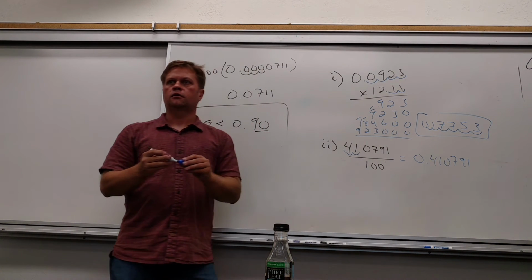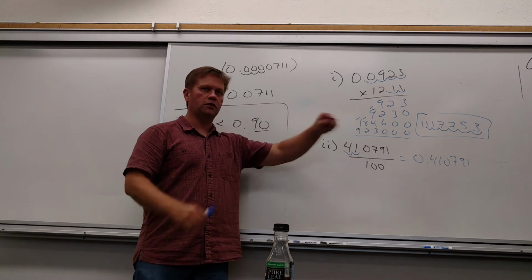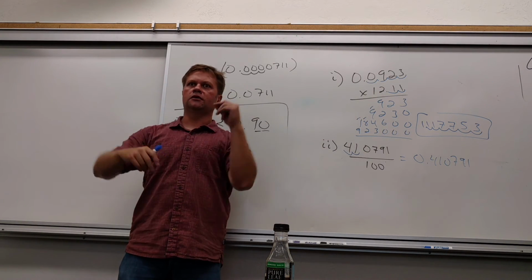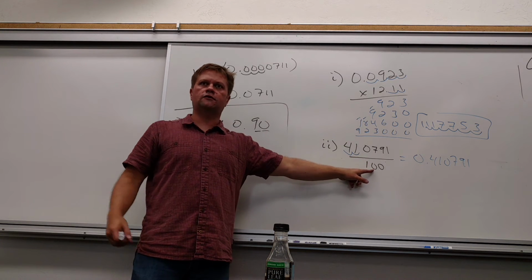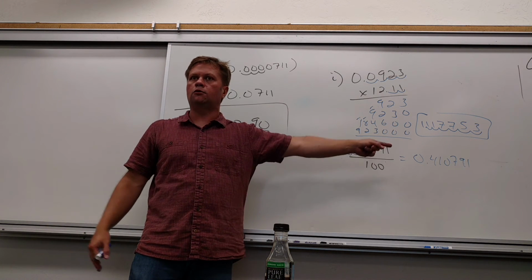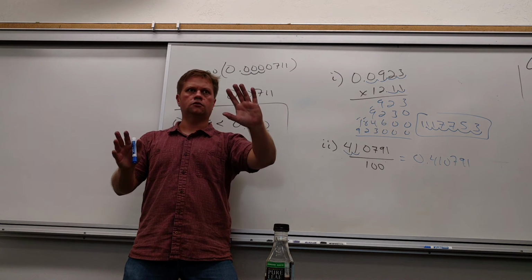Please, dear God, not only do I not want to see it, but I might even take points off. If you set this up in a big division problem, my God, you've got to realize this is just divided by 100. You don't need any work, really. Just move the decimal over. Is that cool?